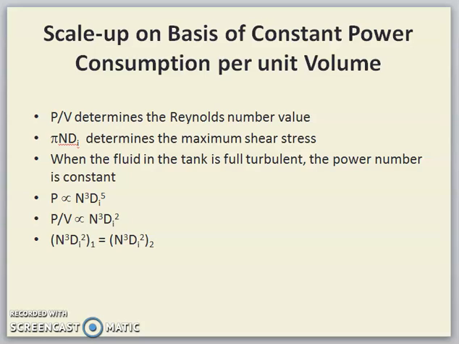Therefore, if you have two different fermenter sizes, then N power of 3 Di power of 2 will be equivalent for both of the fermenters. Then you can calculate the diameter of the impeller or the tip speed of the impeller.